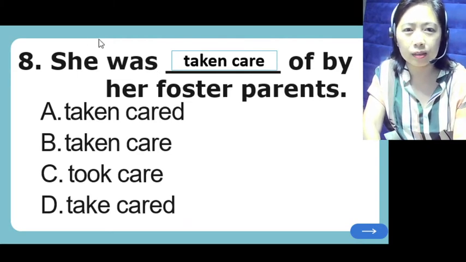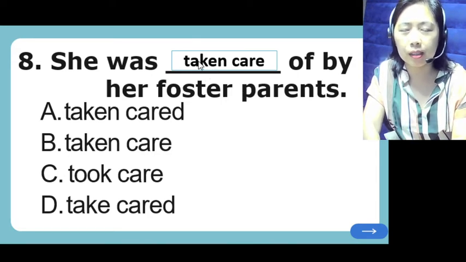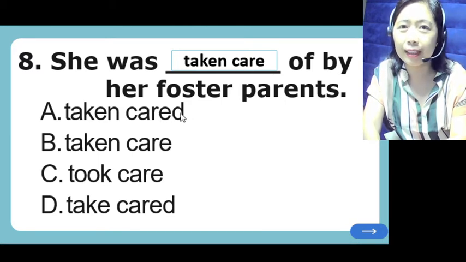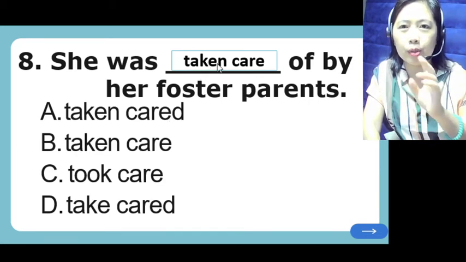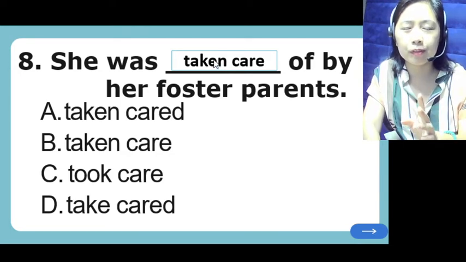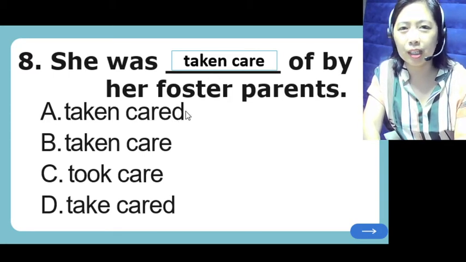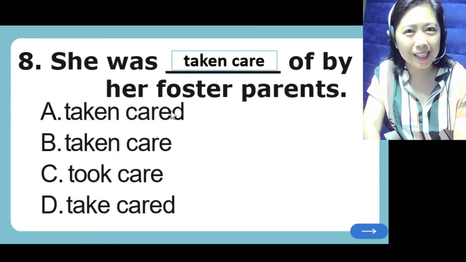So "was taken": was plus the past participle of the verb "take care." So we don't have "d" here anymore, so we don't say "taken cared." Nothing like that. We take the first word. If we do have two words here, we have the passive form of the verb, the past participle of the first verb. Okay, "taken care." So not "taken cared." I hope that helps.